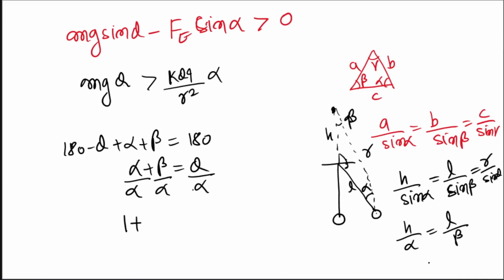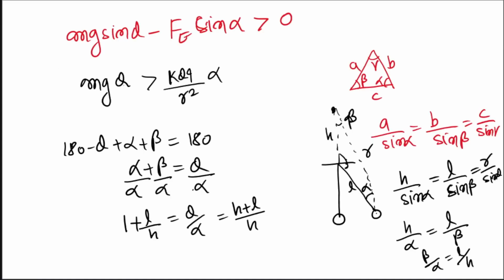Now look, what can you write for beta by alpha? Beta by alpha can be written as L by H. So from here I will write L by H, okay? And this is equal to theta by alpha. So theta by alpha is equal to H plus L by H. Done? Now let us simplify this further.